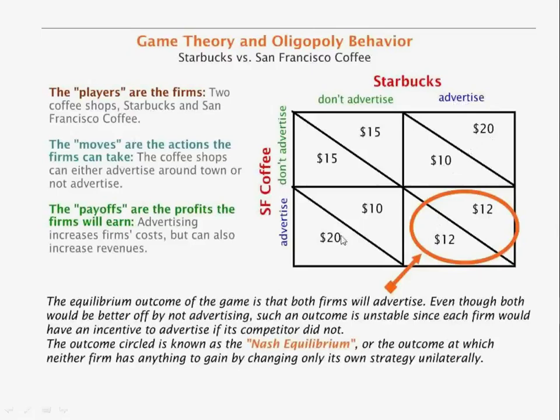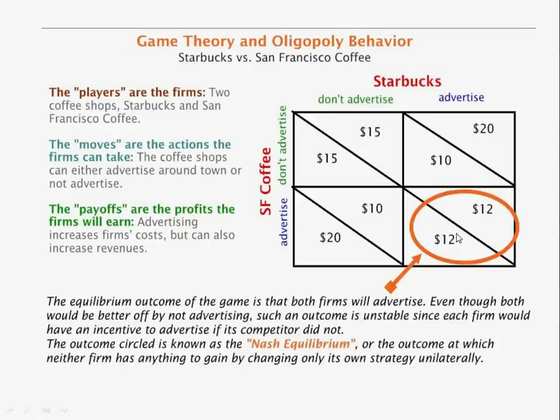If Starbucks chooses to advertise and SF Coffee also advertises, both get $12 of profit, because both will get more customers and the market will be divided, so they will get less revenue, but still greater than these options.